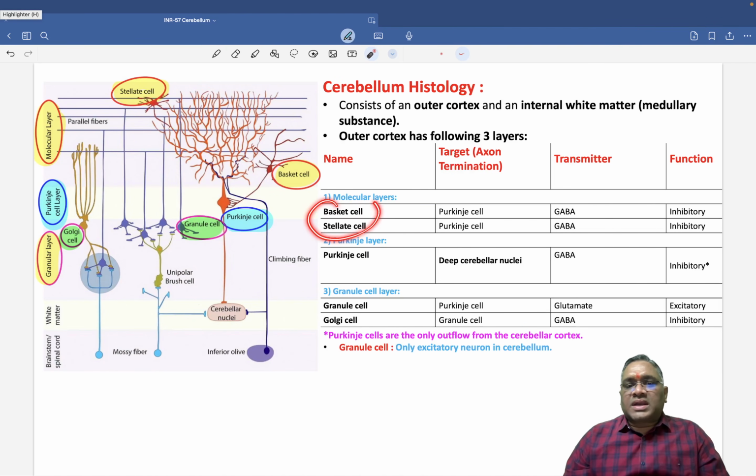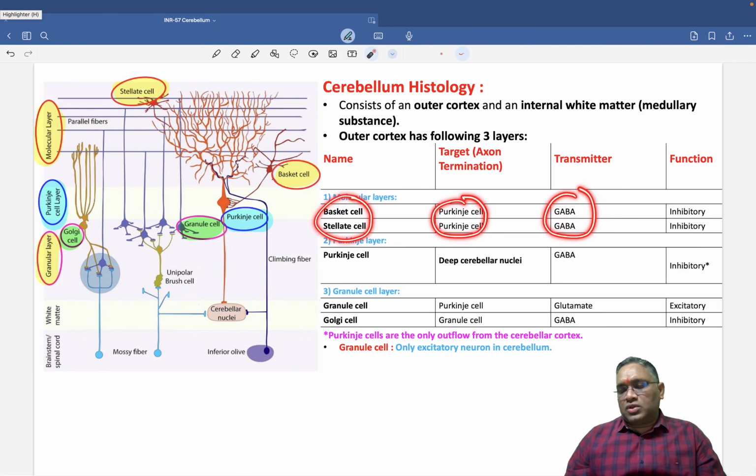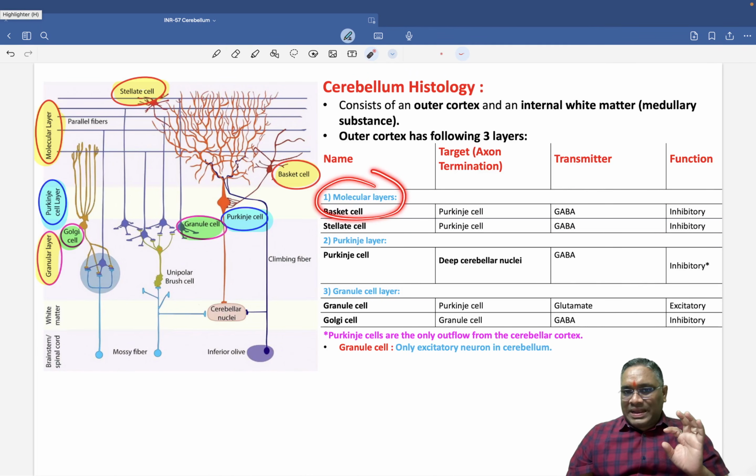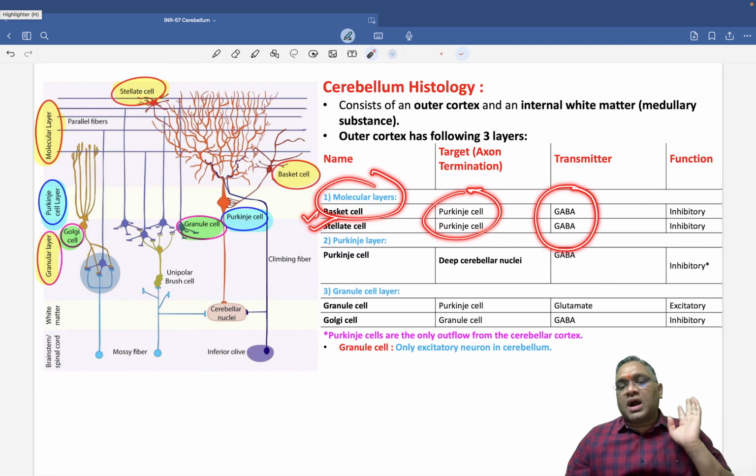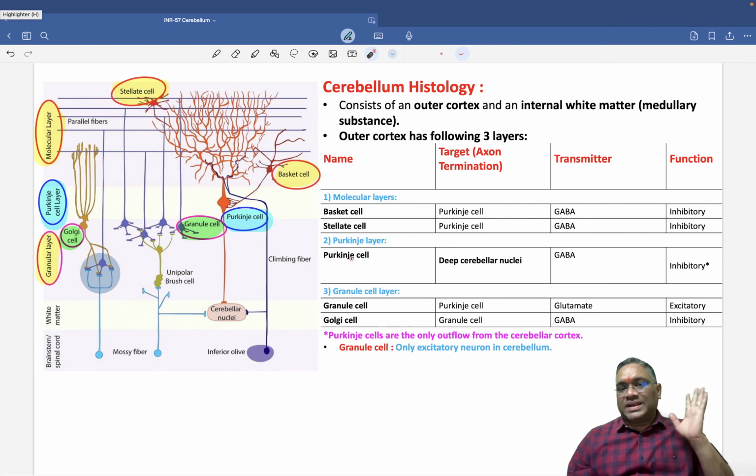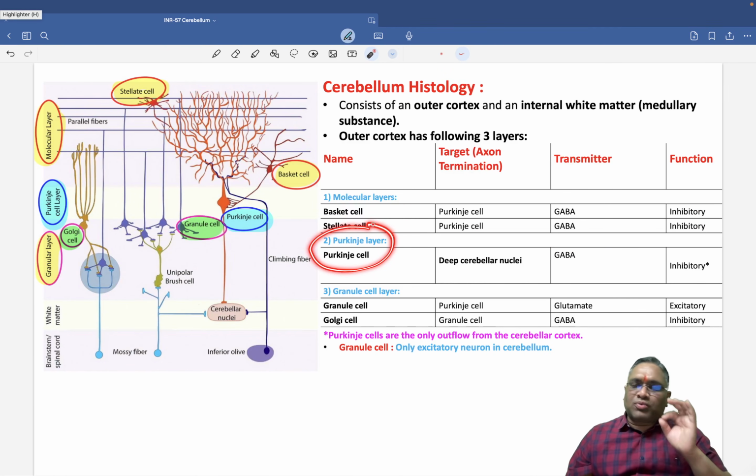And what is the neurotransmitter? Basket cell and stellate cell, because they are terminating on Purkinje cell, will be using the neurotransmitter GABA, and GABA will make them inhibitory. So what I am saying is that in the molecular layer, both cells are ending on the Purkinje cells. Their neurotransmitter is inhibitory GABA. Inhibitory GABA. That's all.